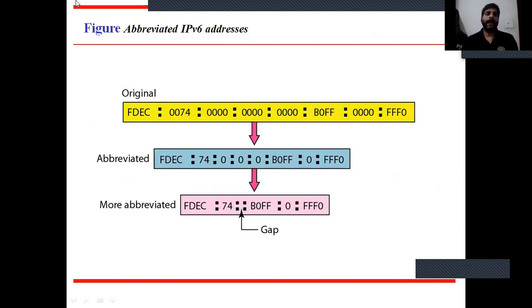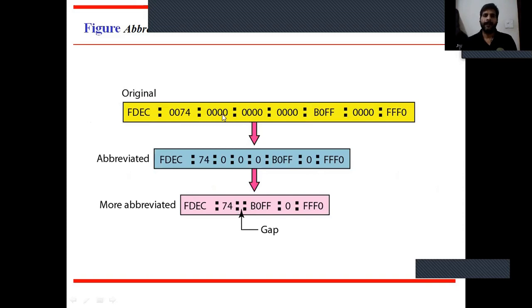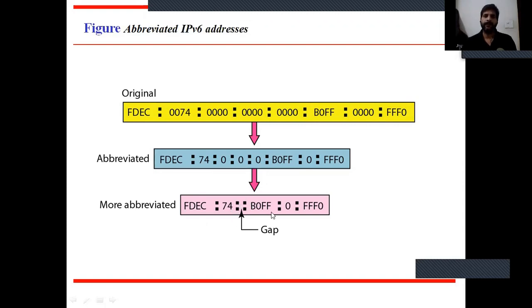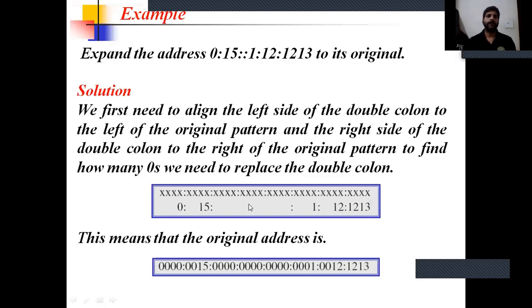Now the IPv6 original address is represented like this, abbreviated like this, and more abbreviated like that. A gap is represented by this double colon. Expand the address to its original.